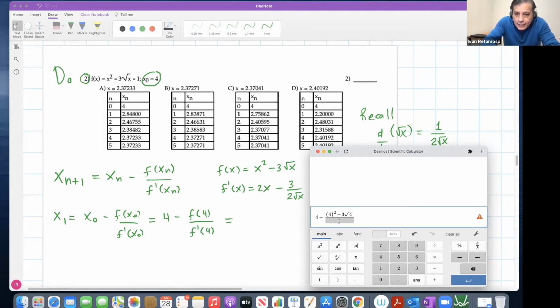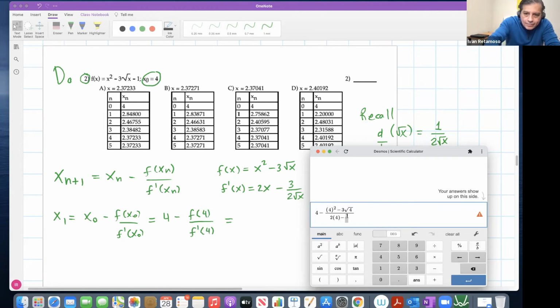On the denominator, I have to do the evaluation at the derivative. So twice 4, minus, notice there is another fraction here. So again, fraction, 3 divided by 2 times the square root of 4, right? 4. Yeah, and what I get is the following. Let me double check everything. Yeah, 2.62, right?